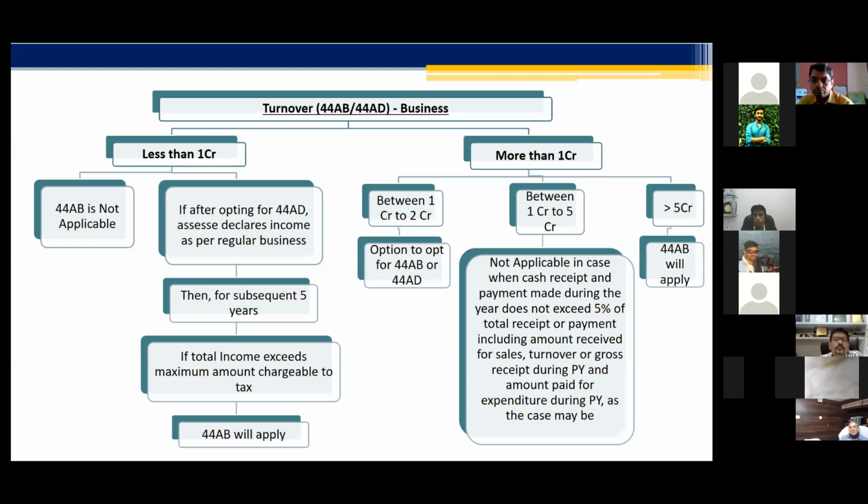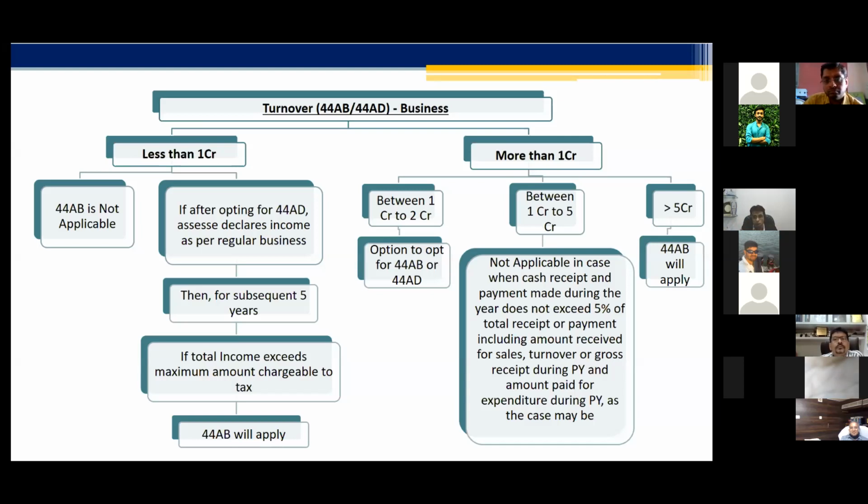So once you have opted for 44AD in previous years and you want to opt out of it, please mind that you cannot go back to 44AD for the next 5 years. At the same time, if your income is more than the maximum amount chargeable to tax, then 44AB is applied, irrespective of your turnover being less than 1 crore. Coming to another part, more than 1 crore. If your turnover is 1 crore to 2 crores, you have an option to opt for 44AB or 44AD.